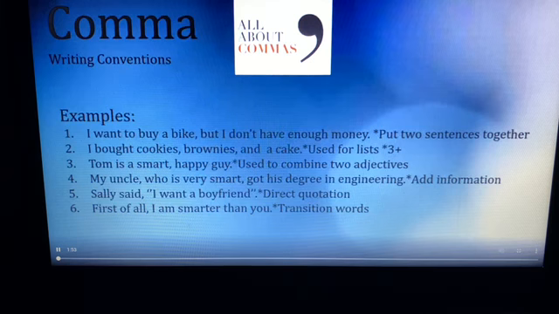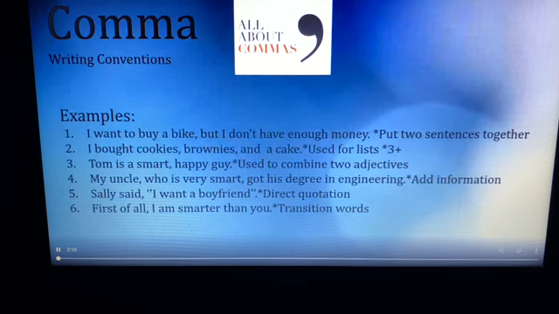Now the third one is to combine 2 adjectives. So Tom is a smart, comma, happy guy. The comma is there to combine those 2 adjectives, smart and happy.